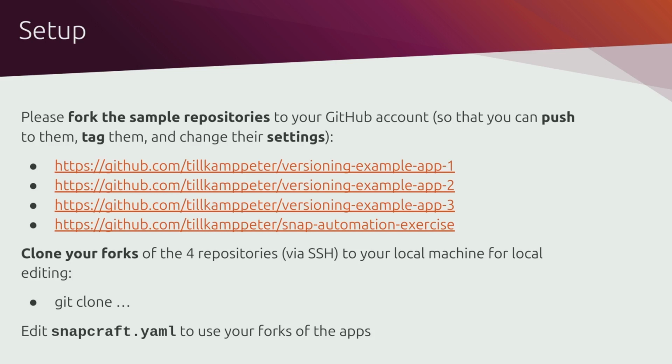And so when you have done so, you get to your fourth fork, the one for the snap. In this one you clone so that you can edit the files. And you edit the snapcraft.yaml to put in your URLs as the source URLs for the 3 parts. And this you commit and push so that the GitHub of your snap is based on your sources and not on my sources.